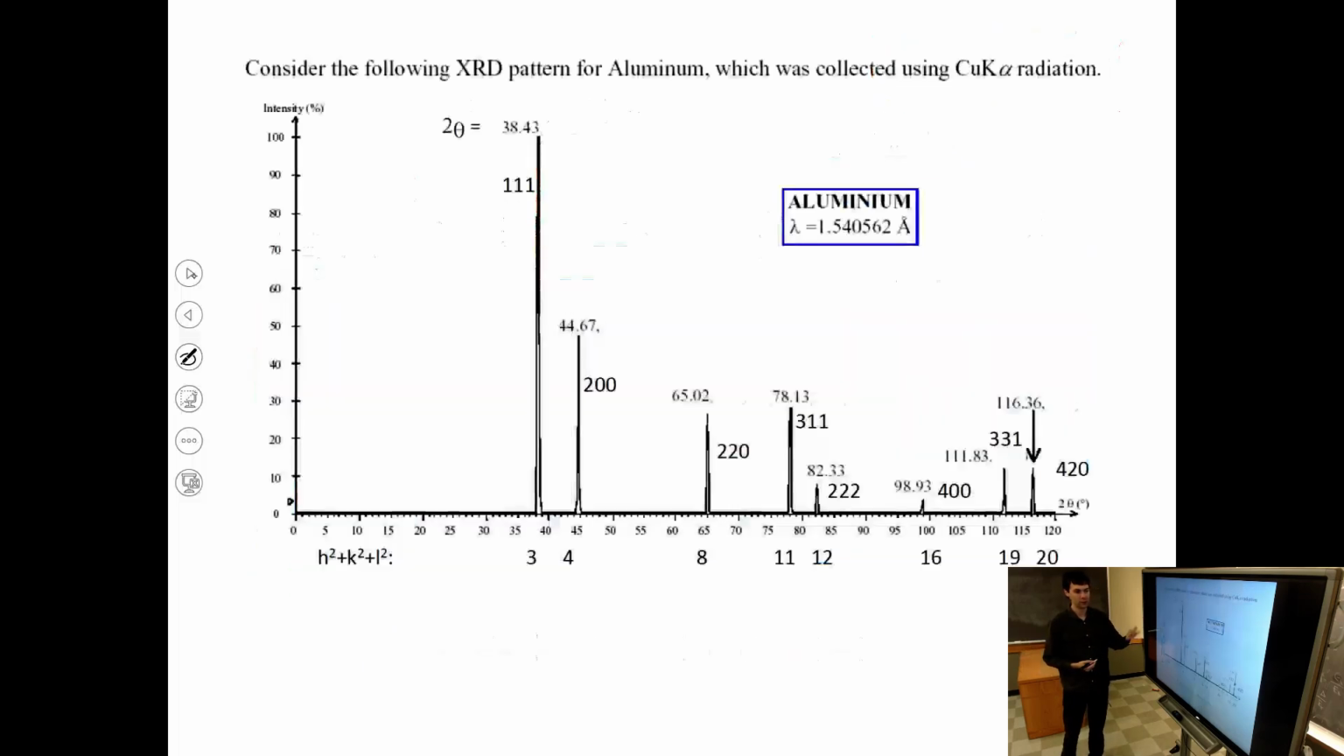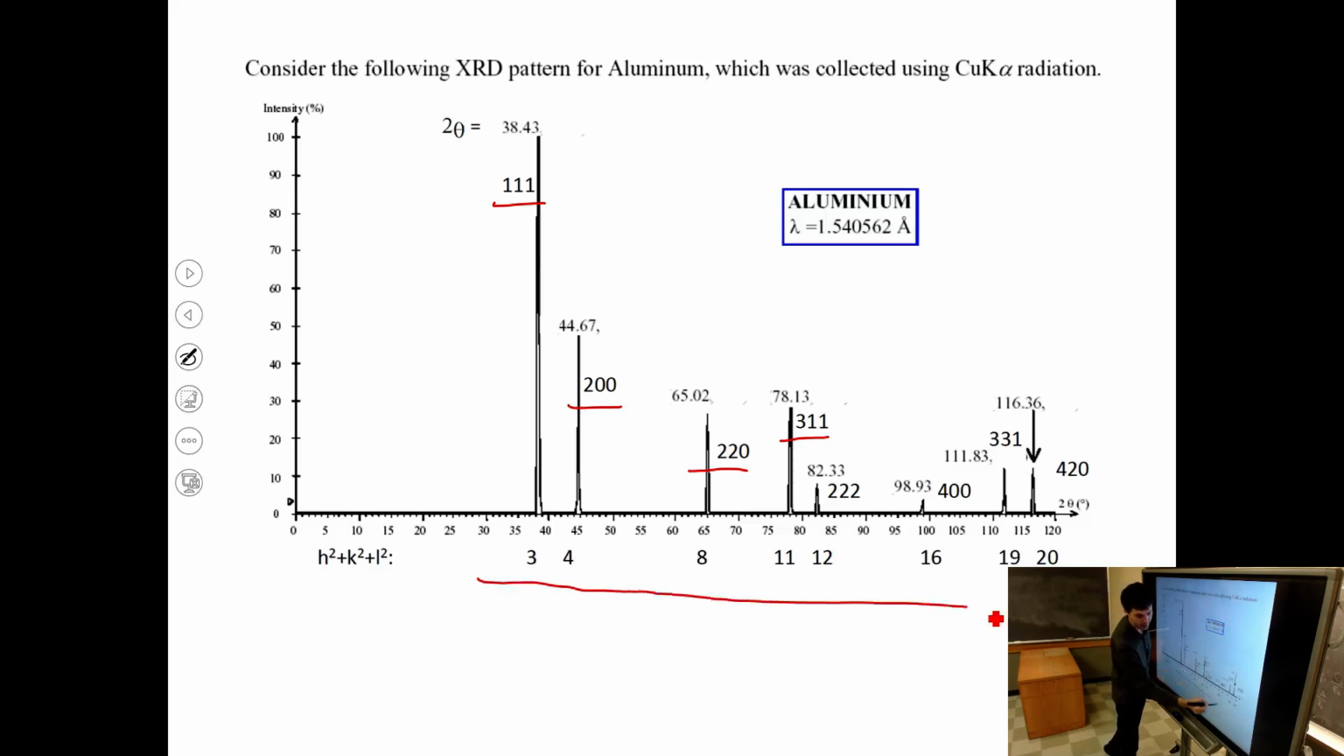Obviously, if you're an X-ray crystallographer, you have a lot of experience with this, and just by looking at the pattern, you can say, this is FCC, right? And now these are labeled for you: 111, 200, 220, 311, and so on. These are the h squared plus k squared plus l squared numbers that correspond to these peaks. So they make a very nice sequence, and we have now determined that aluminum is an FCC crystal. This is how it works.